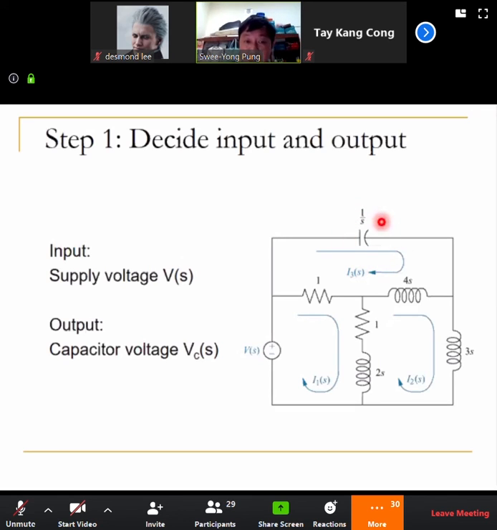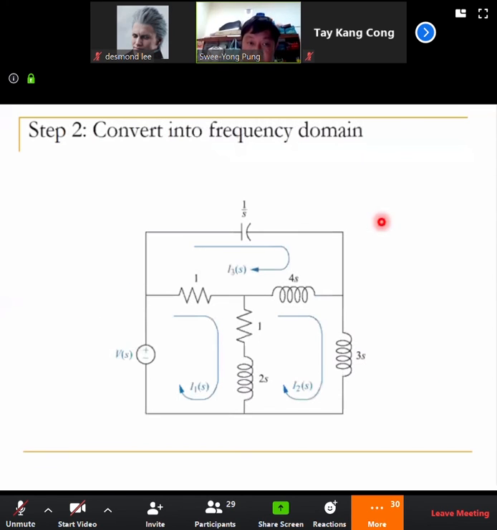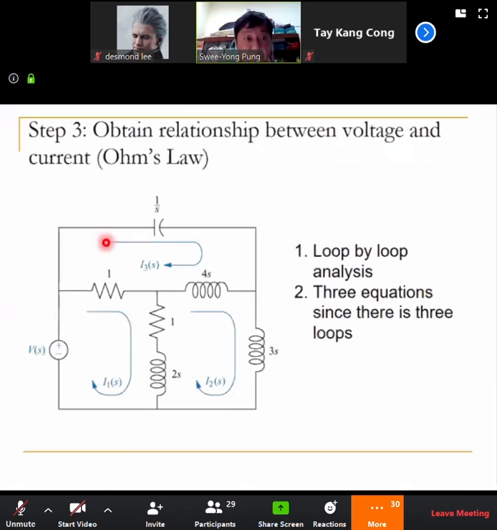The next thing we need to do is to convert the circuit from the time domain to the frequency domain. This is already converted for us, right? What you see here is already converted from time domain to frequency domain. So no problem. Then we move to step 3, to get the relationship between the voltage and current.